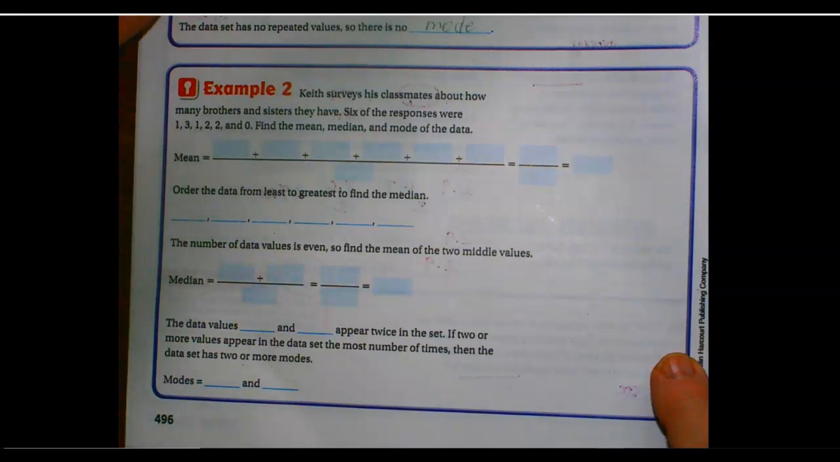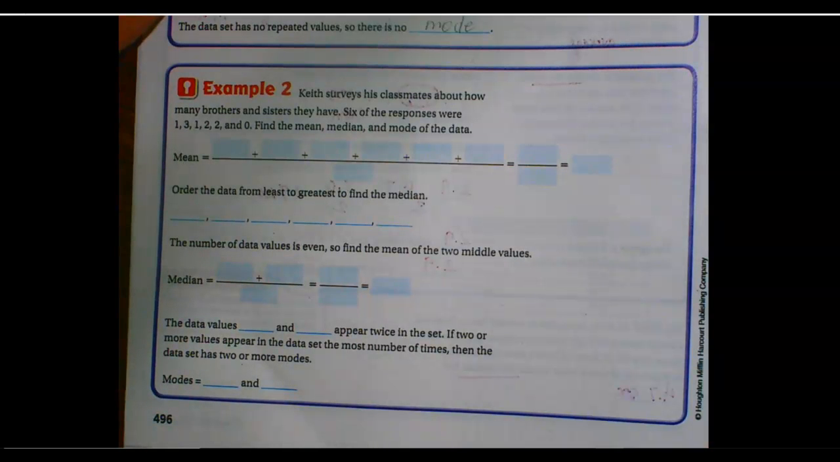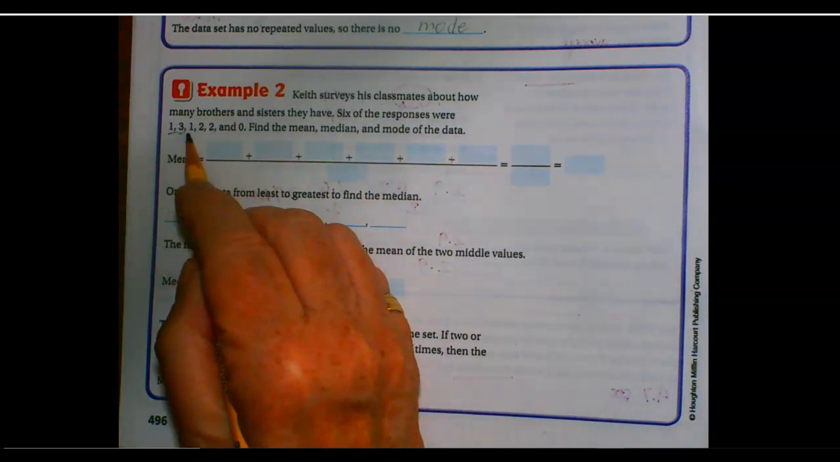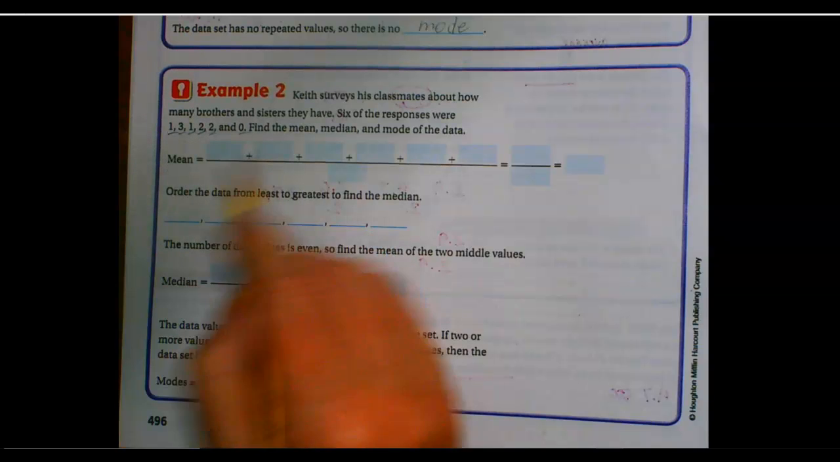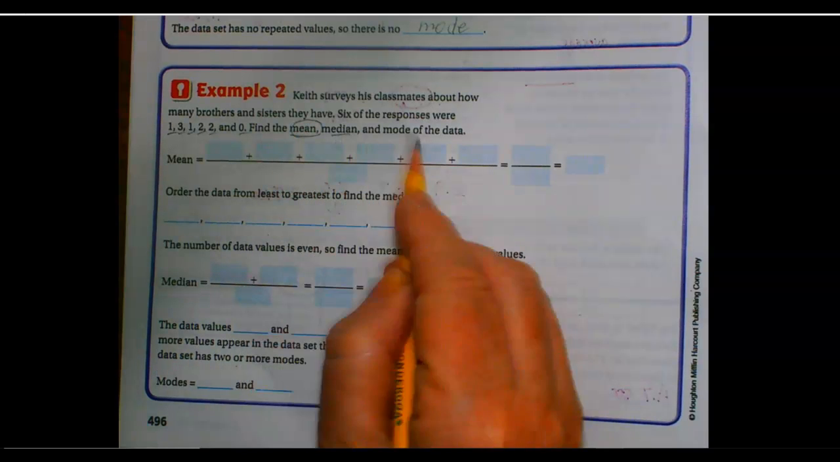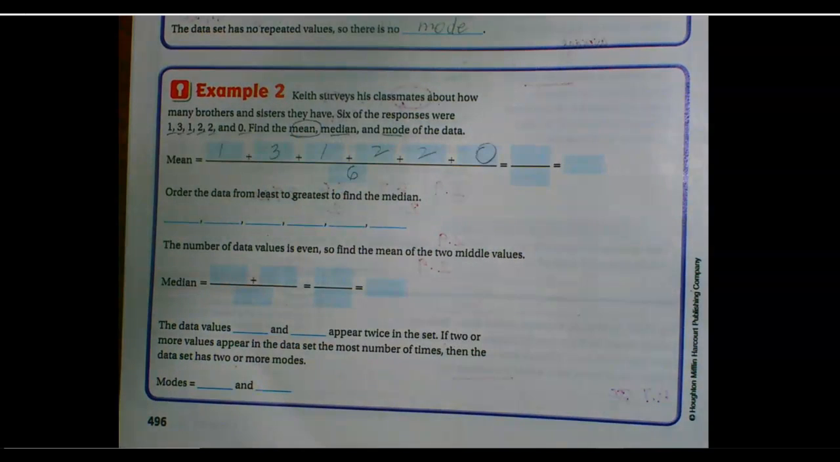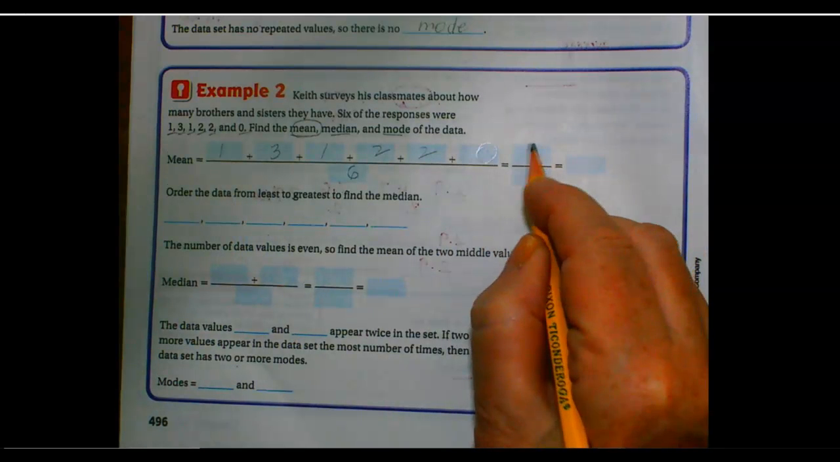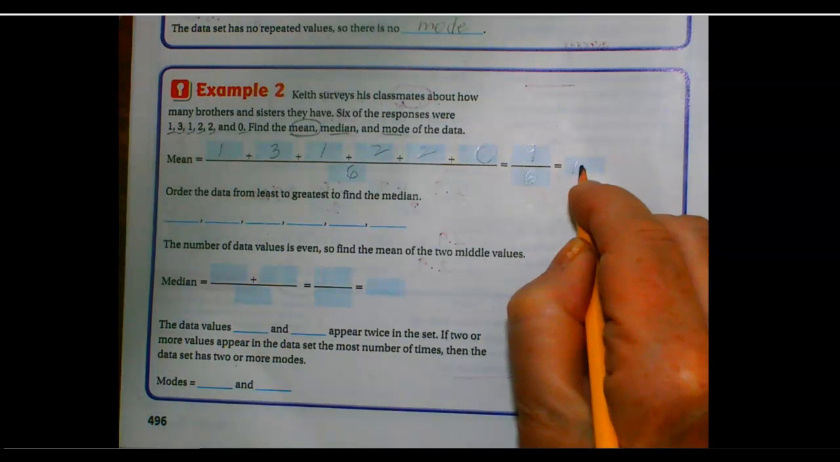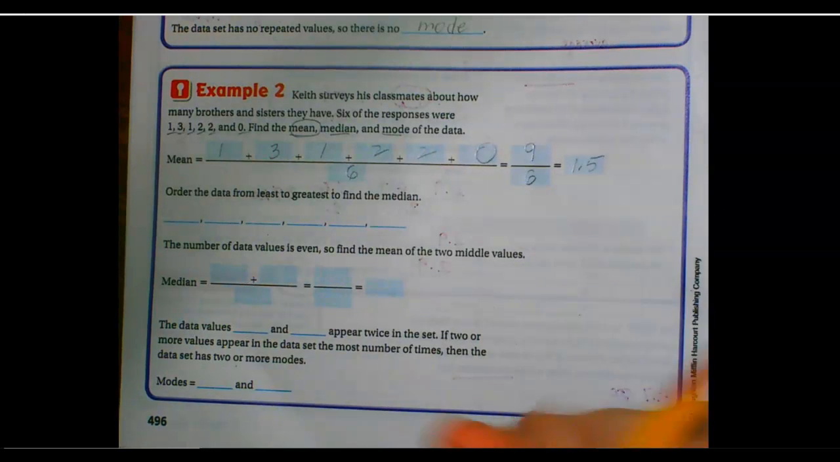Keith surveys his classmates about how many brothers and sisters they have. 6 of the responses were 1, 3, 1, 2, 2, and 0. Again, we're going to find the mean, the median, and the mode. The sum of the data is 9. 9 divided by 6 is 1.5. So the mean is 1.5 brothers and sisters.